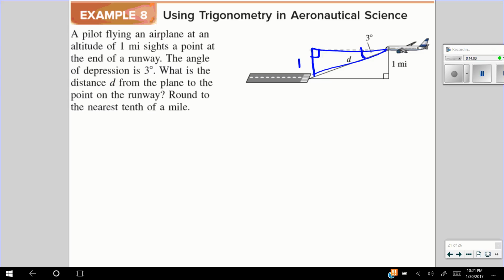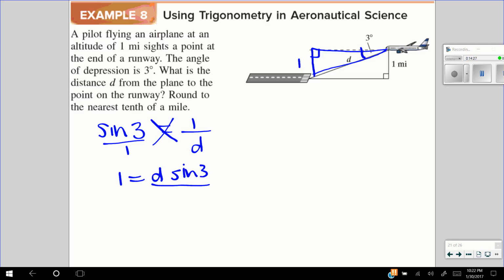We have the side opposite. So since we're dealing with the opposite side and we want the hypotenuse, opposite and hypotenuse means we're using sine of 3 degrees equals opposite 1 over hypotenuse d. Now, because the variable is at the bottom, this is going to be a little different. So when I cross multiply, 1 times 1 is 1 equals d times the sine of 3.